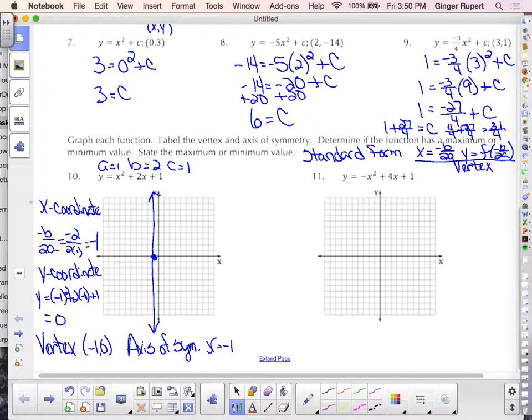So on my y-intercept, remember that's when the value x is equal to 0. So my y-intercept is at the point 0, 1. I can then get a point of reflection about that axis of symmetry. So on the opposite side, I can put that point in, and then I can go ahead and sketch my graph. Because it opens up, I have a minimum value.